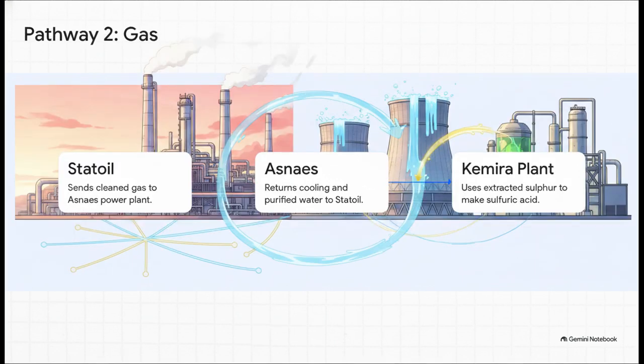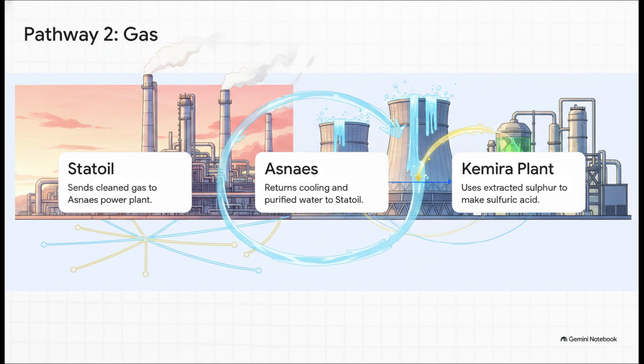We'll begin with the Statoil Refinery. Step 1, it produces clean gas, which it sends over to the Asnæs power plant to use as fuel. Step 2, in return, Asnæs sends cooling and purified water right back to the refinery. It's a highly efficient, multi-directional exchange of energy and resources. And it doesn't even stop there.